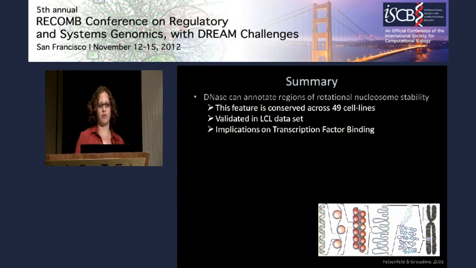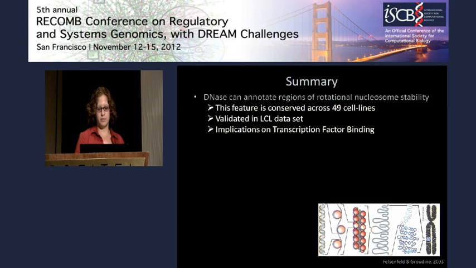All right, to summarize what I've shown you today, DNase can annotate regions of rotational nucleosome stability. These features are conserved across 49 cell lines, and we validated them in the LCL data set. They also could have implications on transcription factor binding. For example, if some transcription factors have a preference for binding a certain DNA orientation, their motif position relative to the minor groove could provide clues as to where that might be.